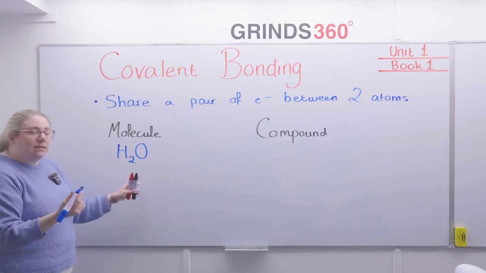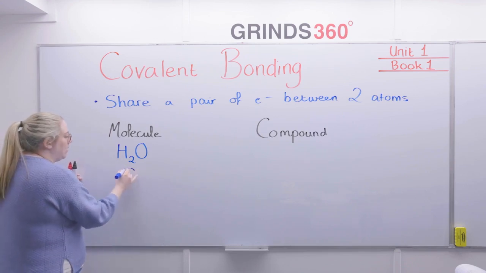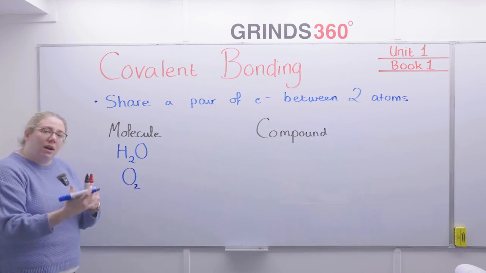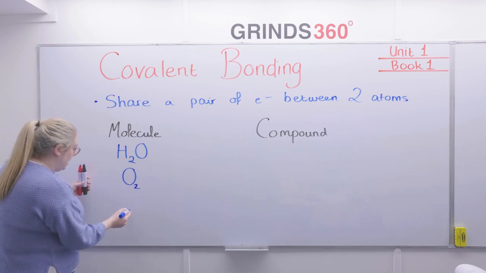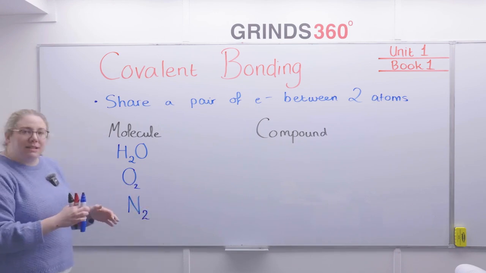Water has three atoms that are bonded together, therefore it's a molecule. But another one is oxygen. An oxygen molecule has the formula O2, that's two oxygen atoms bonded together. Another one would be nitrogen. Two nitrogen atoms bonded together.